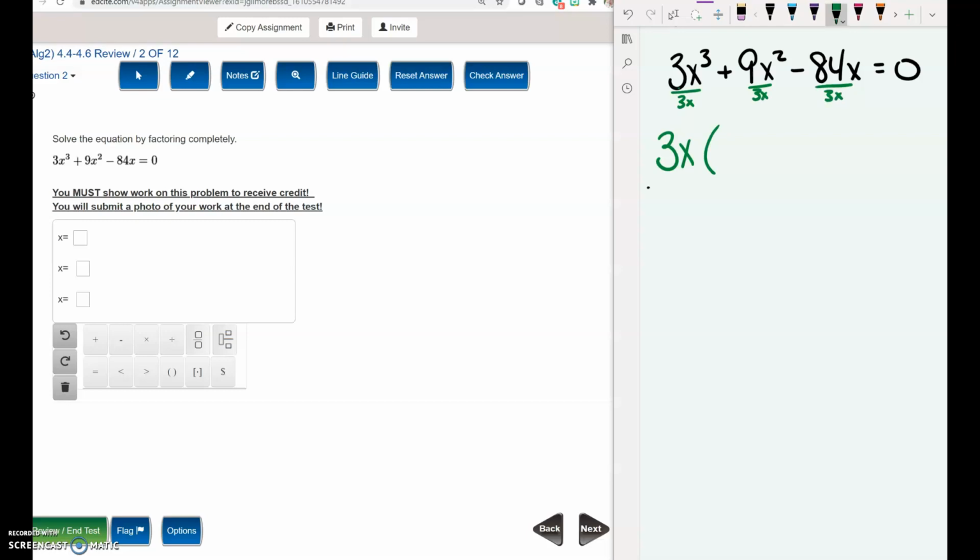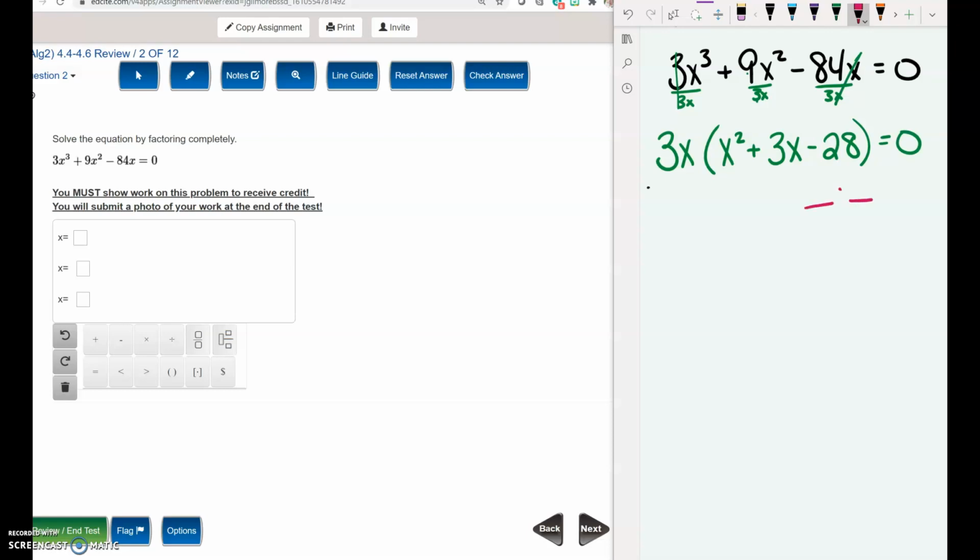Okay, so 3x cubed, take the 3 out, take one of the x's out, you'd be left with x squared. 9 divided by 3 is 3. X squared, take one of the x's out, you're left with x. Negative 84 divided by 3 is negative 28, and we're taking the x out. Now we want to factor the trinomial.